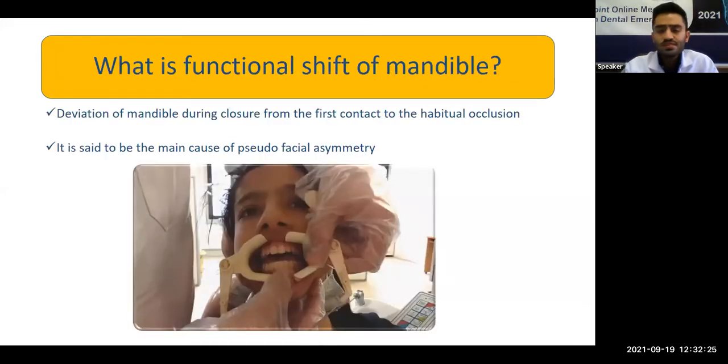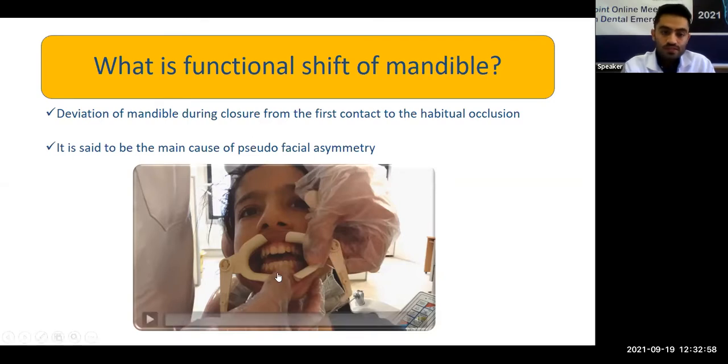At the first step, what is the functional shift of the mandible? It is the deviation of the mandible during closure from the first contact to the habitual occlusion. In other words, deviation from the centric relation to the centric occlusion. It means that while the patient closes his or her mouth, he deviates his mandible to one side, and this leads to midline discrepancies between two jaws, and also a facial asymmetry, which is called pseudofacial asymmetry. It is believed to be the main cause of pseudofacial asymmetry.